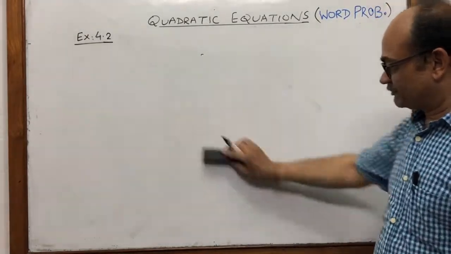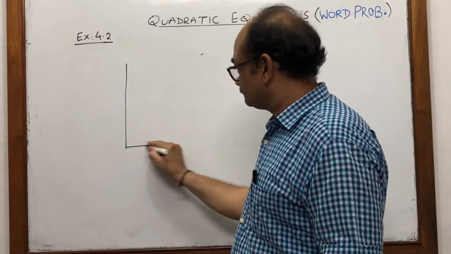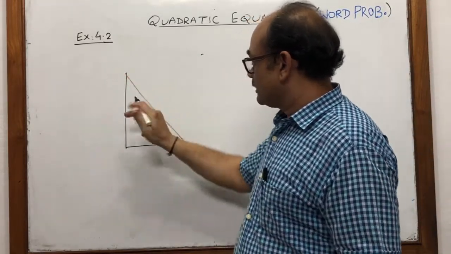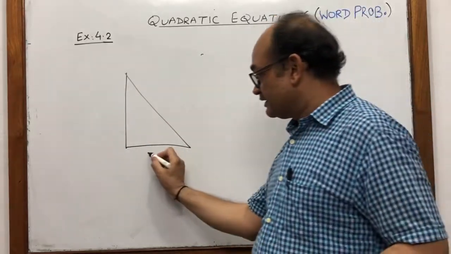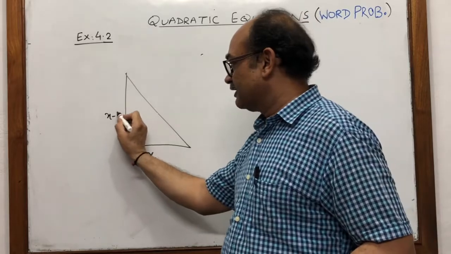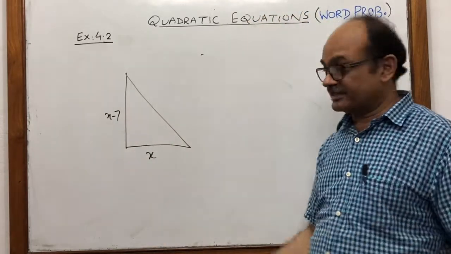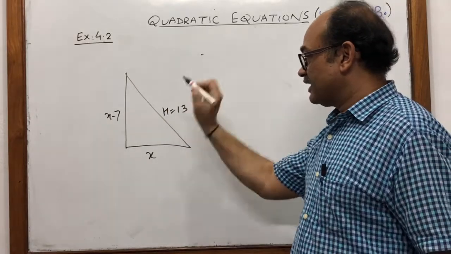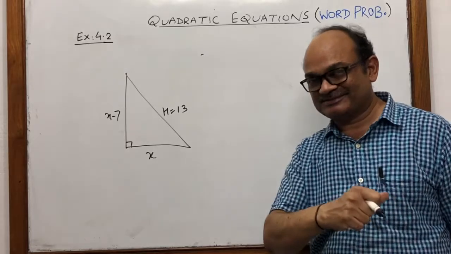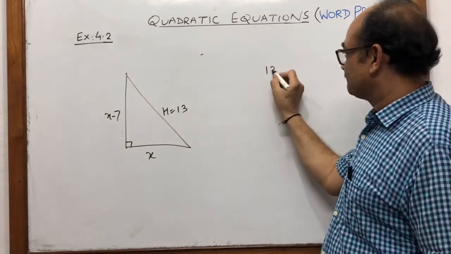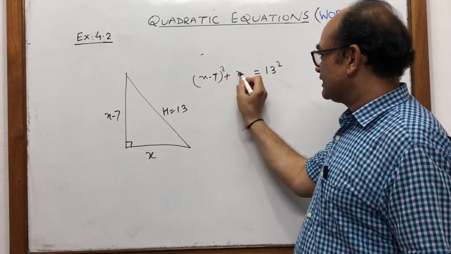Next, sum number 5th. The altitude of a right triangle is 7 cm less than its base. Let the base be x, then altitude is x minus 7. If the hypotenuse is 13 cm, h equals 13 cm. We have all the three sides and you know the Pythagoras theorem. Hypotenuse square equals x minus 7 square plus x square.